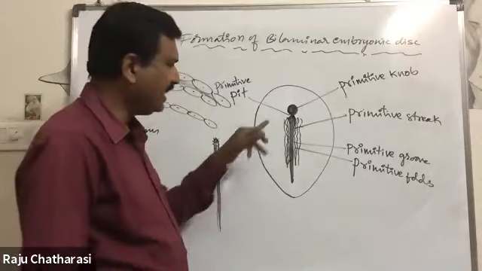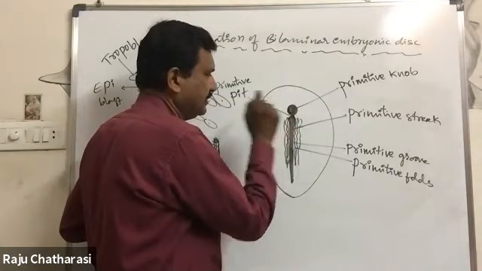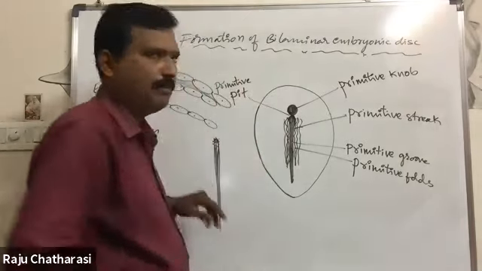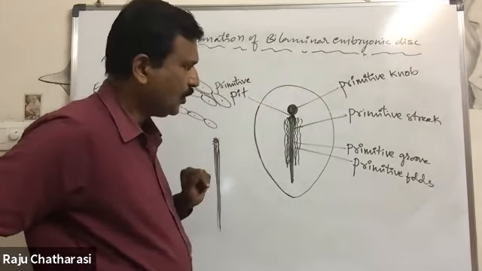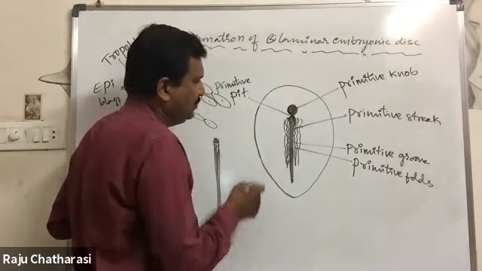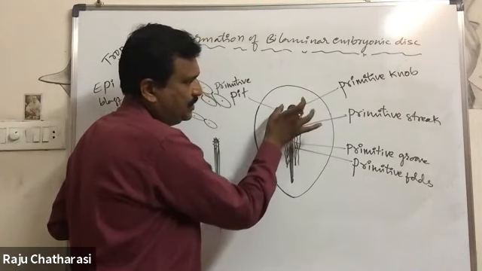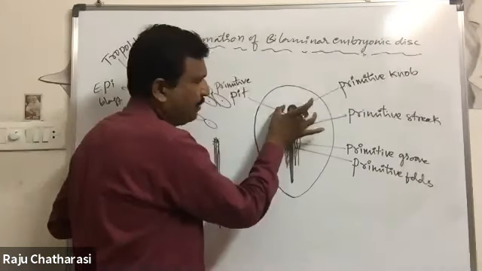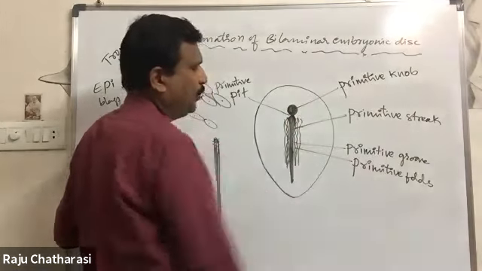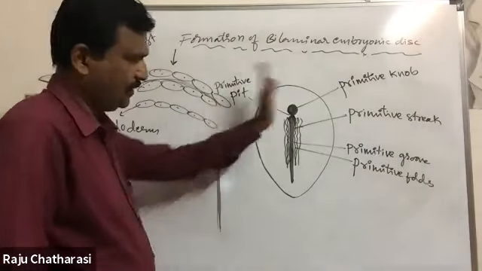Next, at the anterior region of this primitive groove, a shallow part appears. This is called the primitive pit. Then the anterior portion gradually grows in size. The swollen anterior part of the primitive groove is now called the primitive knob. Please copy this diagram.